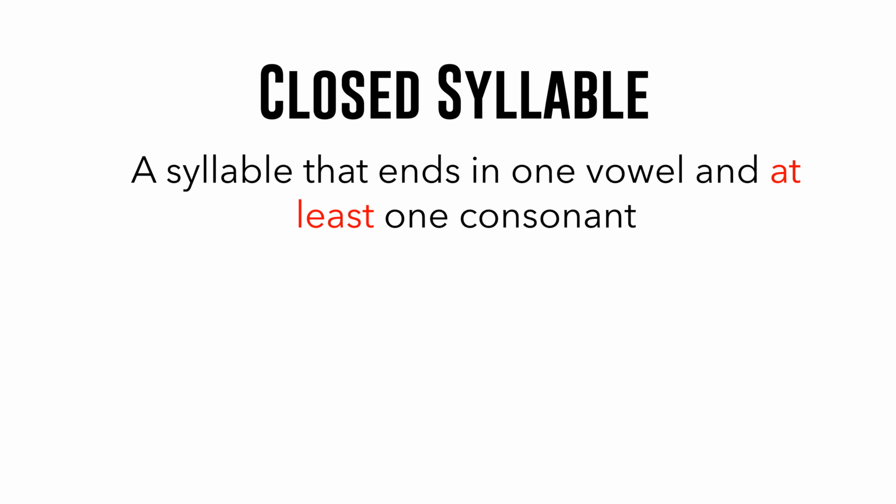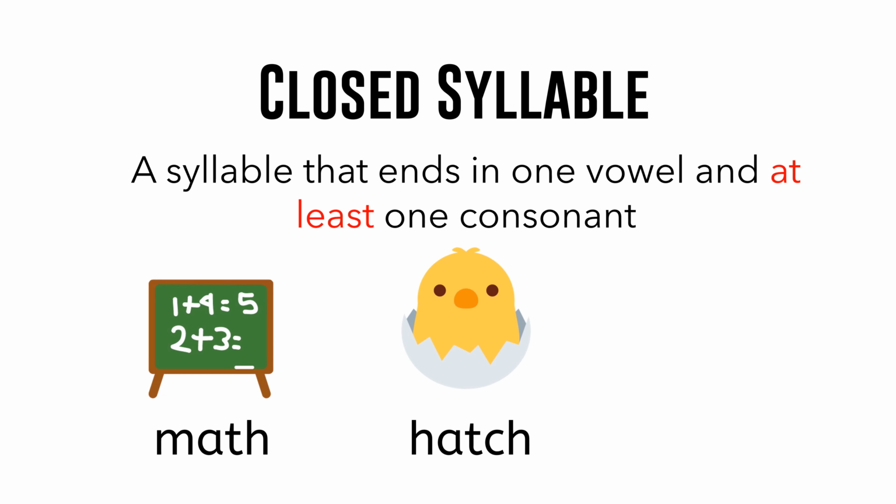Although CVC words do fall into this category, there are other possibilities beyond a CVC pattern word. Notice that I emphasized at least one consonant in the definition. So let me show you what I mean. The words math and hatch both end in one vowel, but they each have more than one consonant. As you can see, the syllable can end in a consonant digraph or trigraph and still fit the description of a closed syllable. However, if more than one consonant follows the vowel, they don't have to be consonant clusters. They can just simply be 2 separate consonants, as in the word gift.